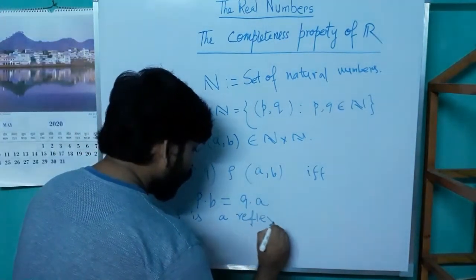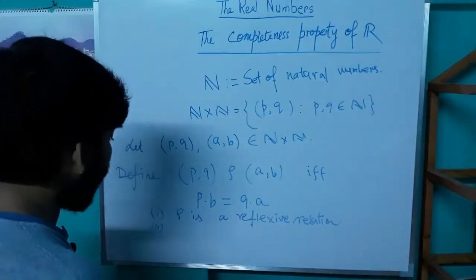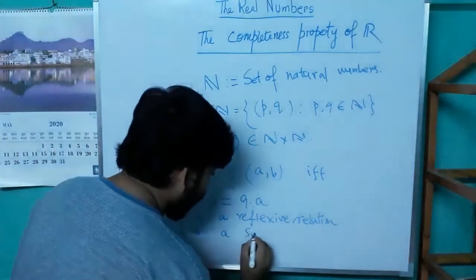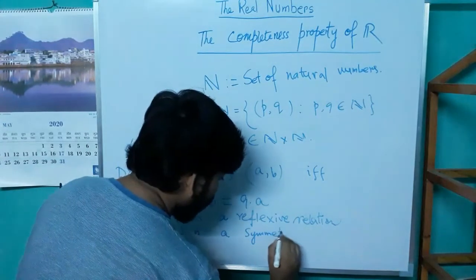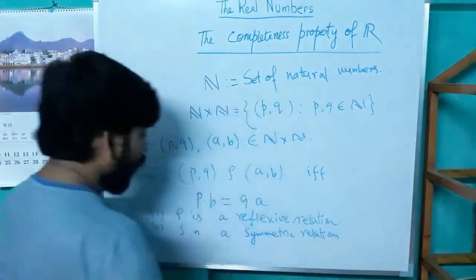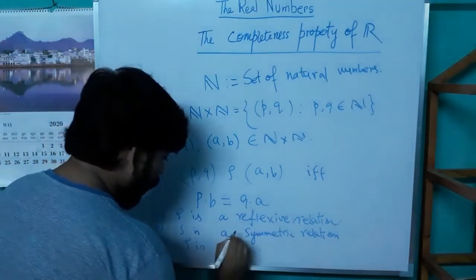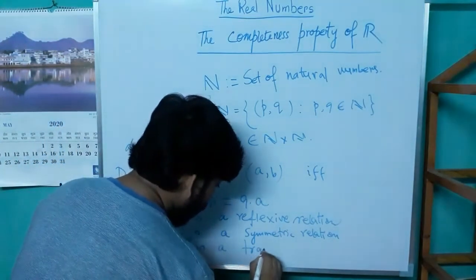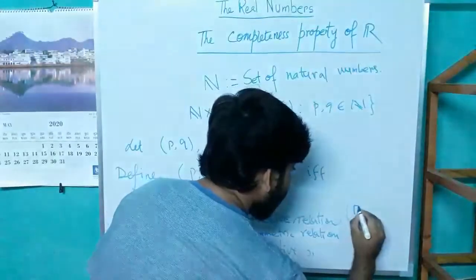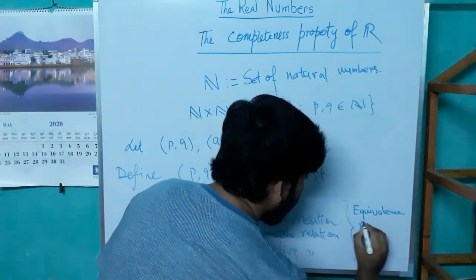Obviously, this is a reflexive relation, and obviously rho is a symmetric relation. Now we check that rho is a transitive relation. So this relation is an equivalence relation.